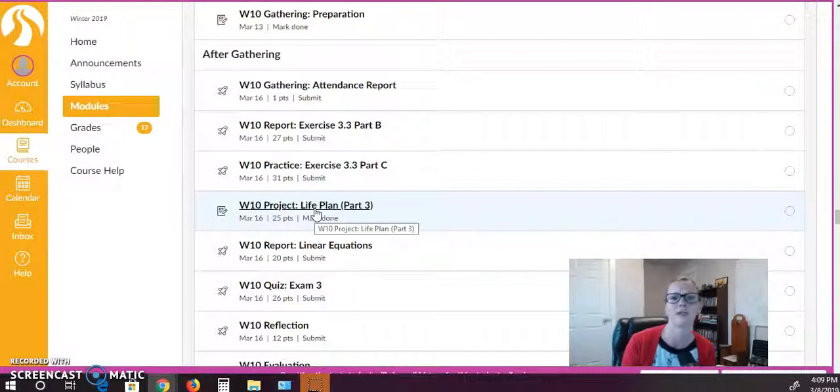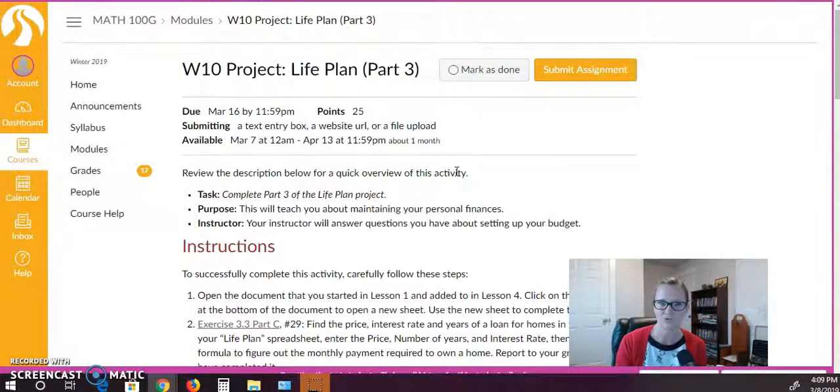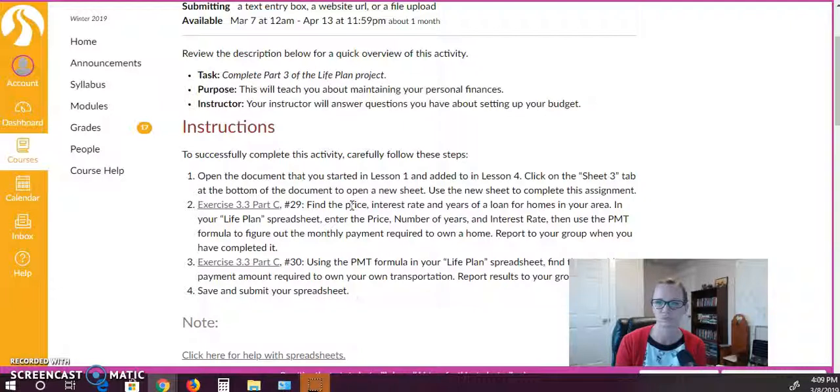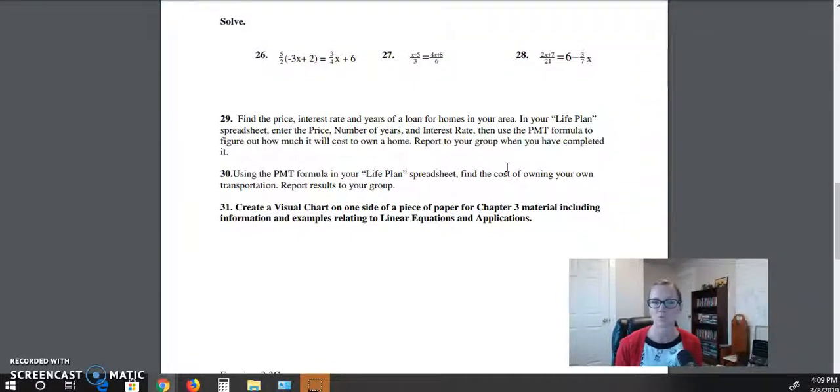So let's take a look at your project for this week. What your project is, you'll be completing number 29 and number 30 from your exercises 3.3 Part C. And what they say is number 29 has you finding the price, interest rate, and years for a loan for homes. So a little bit of research that you've got to do there.